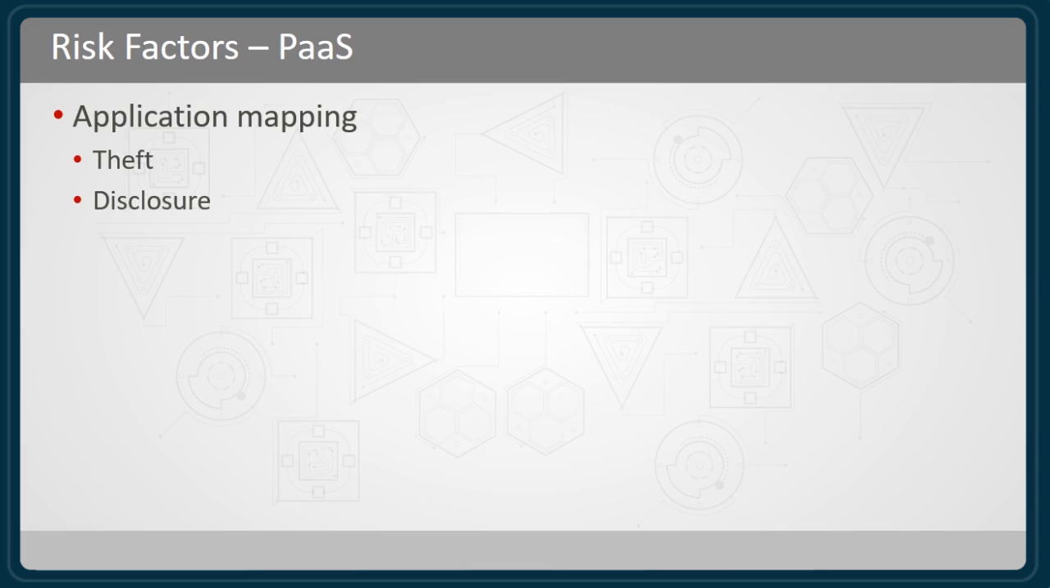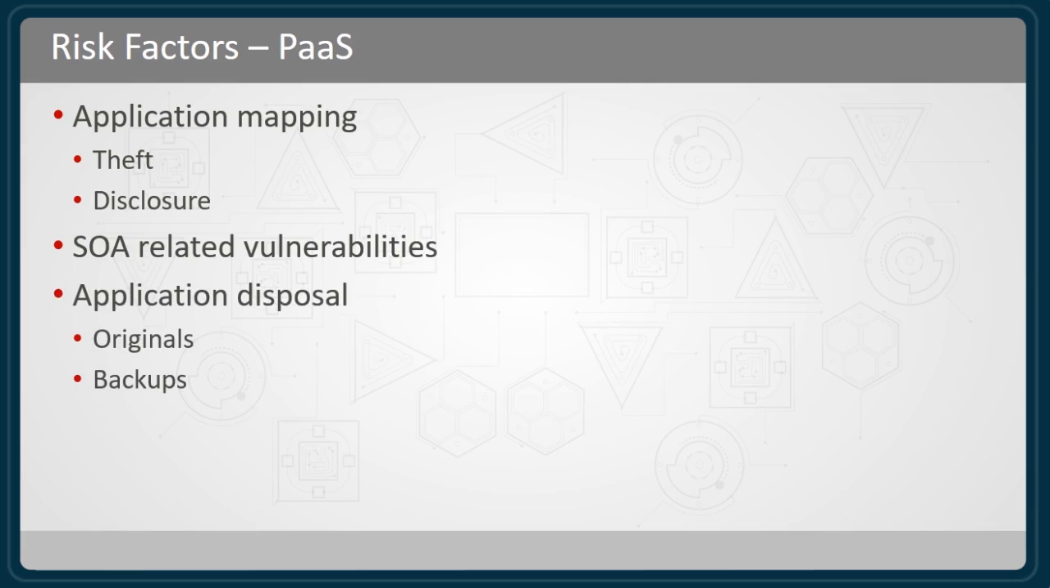So then at the PaaS level, or Platform as a Service, there can be issues with application mapping. Theft and disclosure might occur. There can be SOA-related vulnerabilities. That's service-oriented architecture. You don't really know how the service is structured at the provider end, if you will. So there can be vulnerabilities there that you don't know about. Application disposal, what happens to the original? So as your versions increase and you move from ultimately testing to production, what happens to the original files and/or any backups that were made?